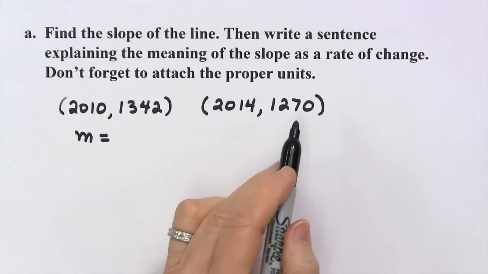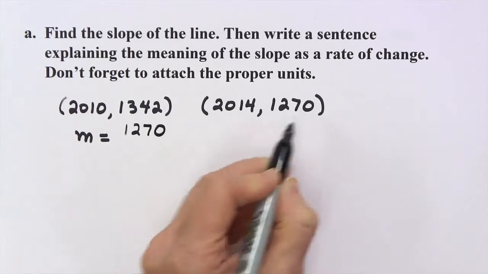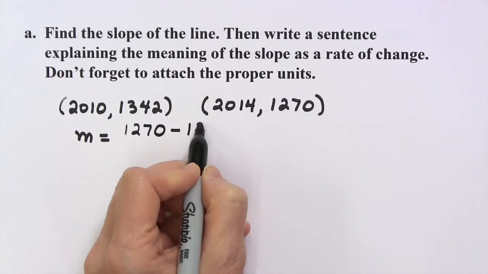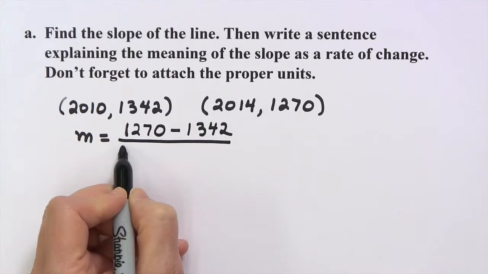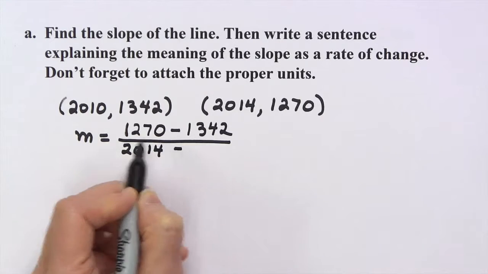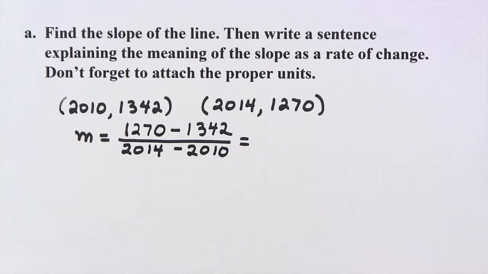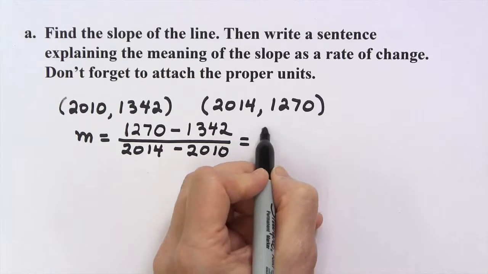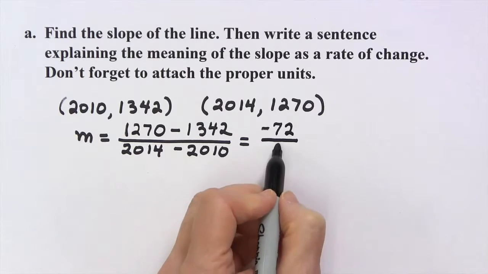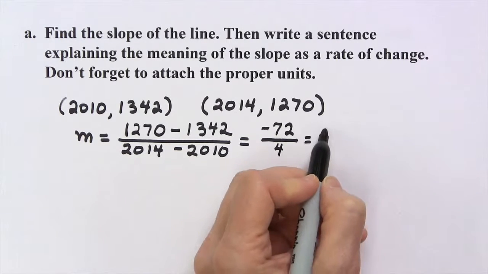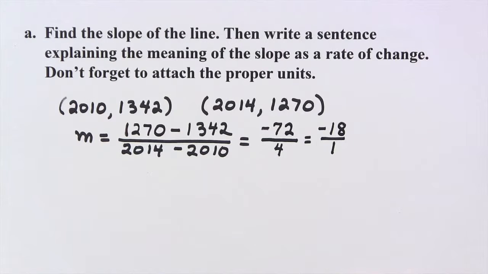Slope is, as usual, y minus y, 1270, this y, minus this y, 1342, all over this x, 2014, minus this x, 2010. So 1270 minus 1342, that is negative 72 over 4, and you can simplify. That simplifies to negative 18 over 1, or simply negative 18.